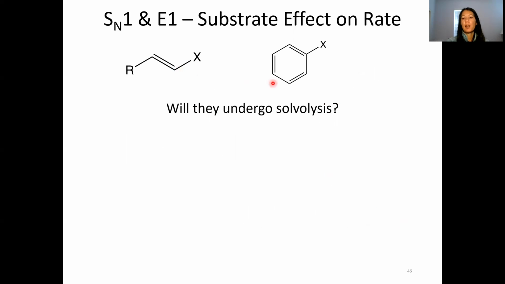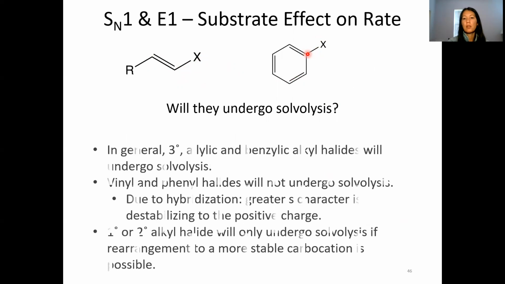What about these two guys? This is not allylic or benzylic. This is vinylic. Because if I removed this halide, the plus charge would literally be on the alkene carbon. If I remove this halide, there's no carbon in between, so it's not benzylic. It'd be on the benzene ring itself, so a phenyl cation. Will they undergo solvolysis? No, they don't want to. So I already mentioned the tertiary, allylic, benzylic, good. Vinyl and phenyl, not good.